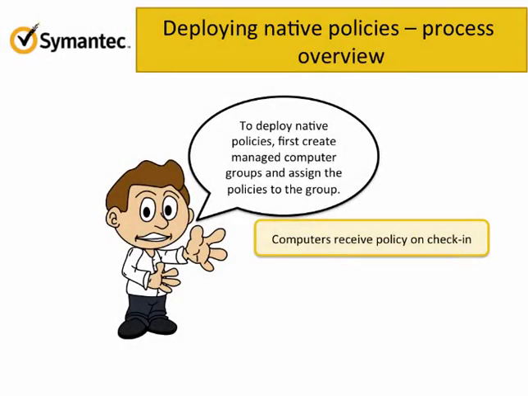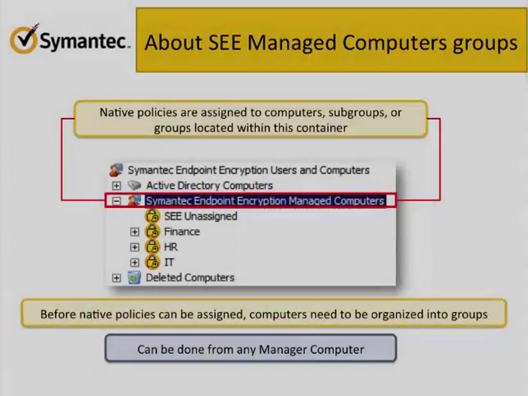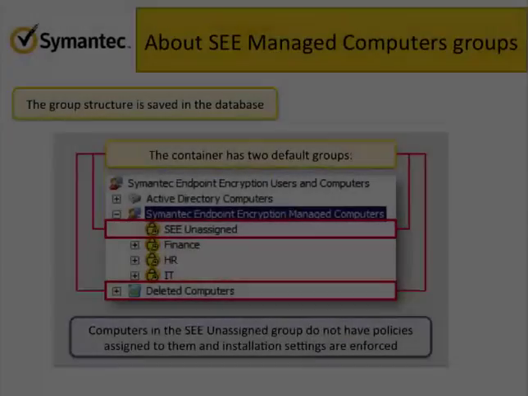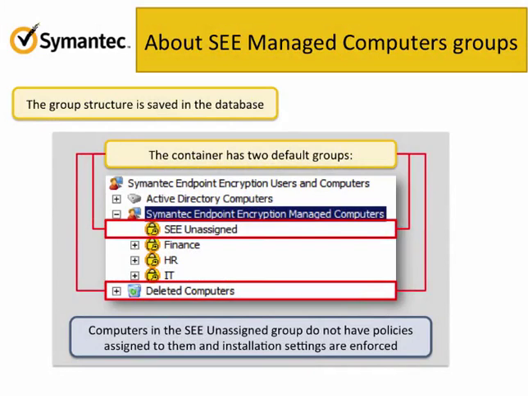To deploy native policies, first create managed computer groups and assign the policies to the group. Computers receive policy on check-in. Native policies are assigned to computers, subgroups, or groups located within this container. Before native policies can be assigned, computers need to be organized into groups. This can be done from any manager computer. The group structure is saved in the database.